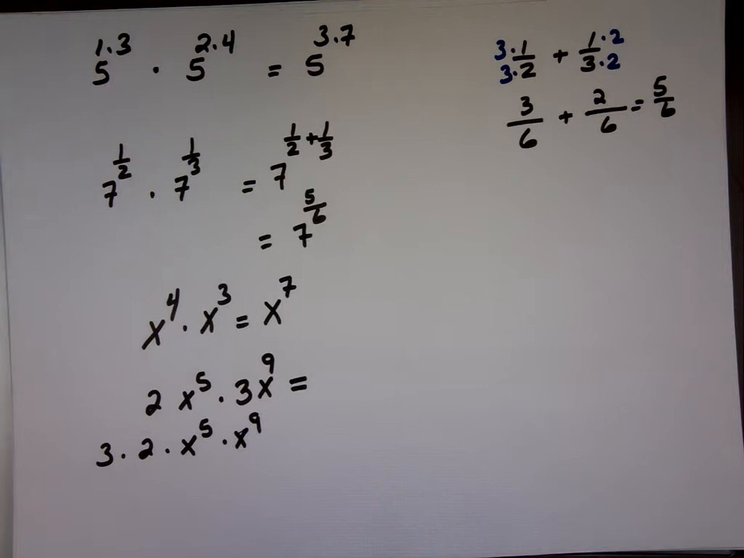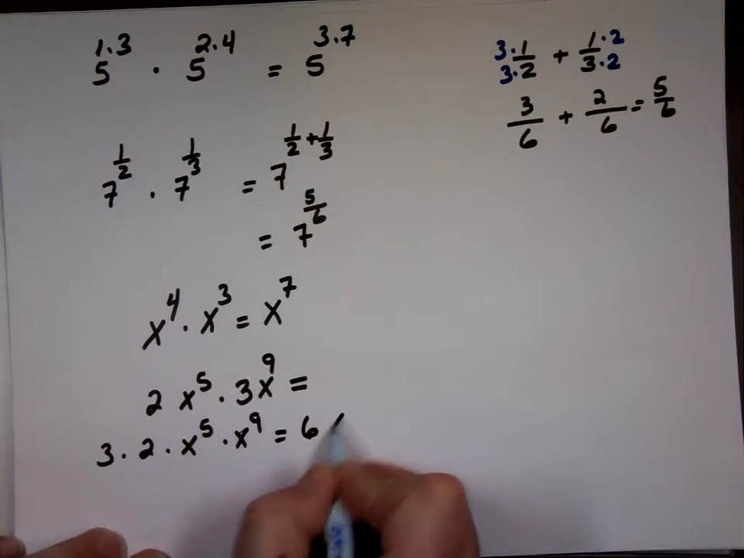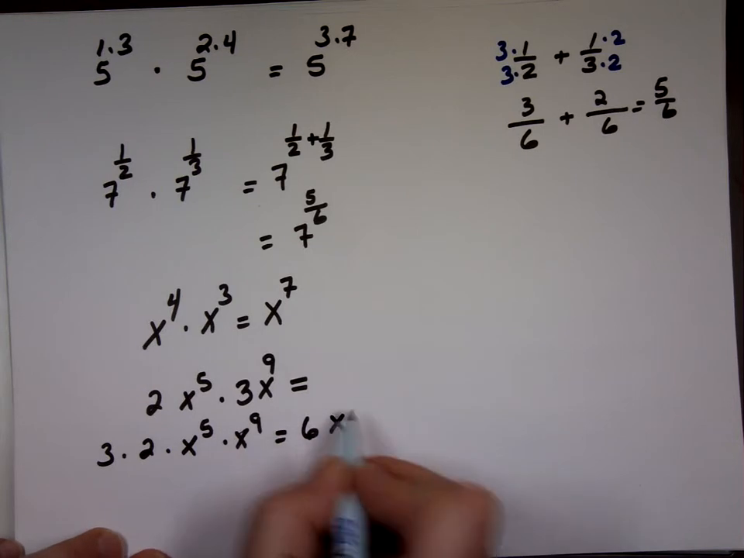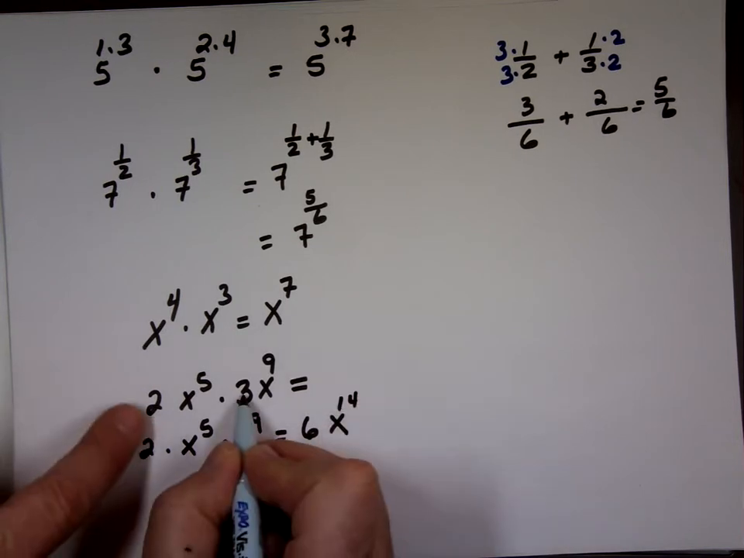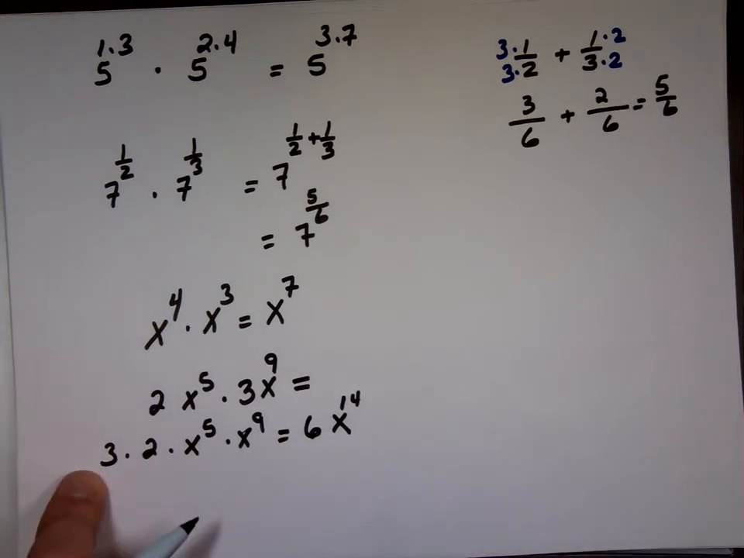So it'd be 6x to the 14. 3 times 2, 6. Yep. X to what power? 5 plus 9? 14. So you multiply the numbers but add the exponents. Multiply the numbers and add the exponents. And that's the reason why you multiply the numbers.